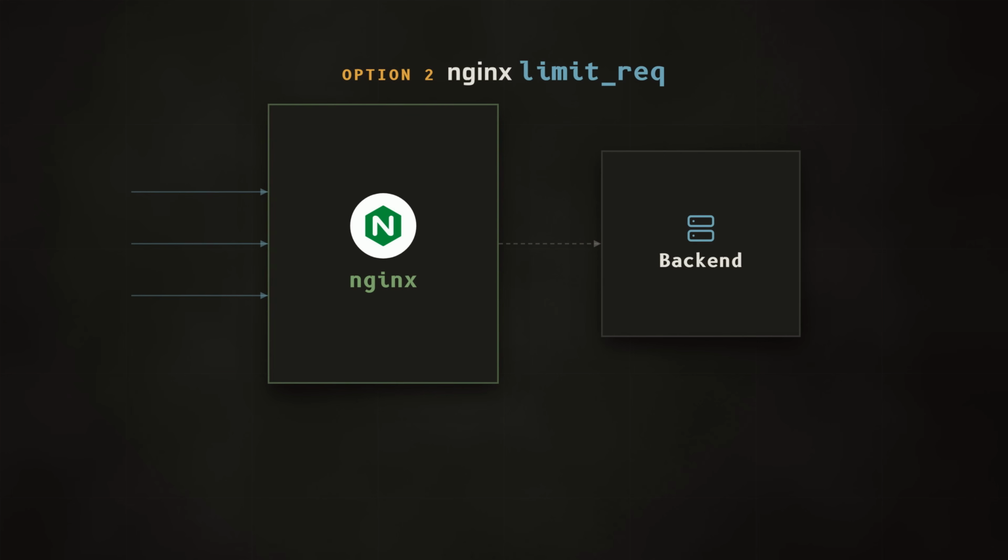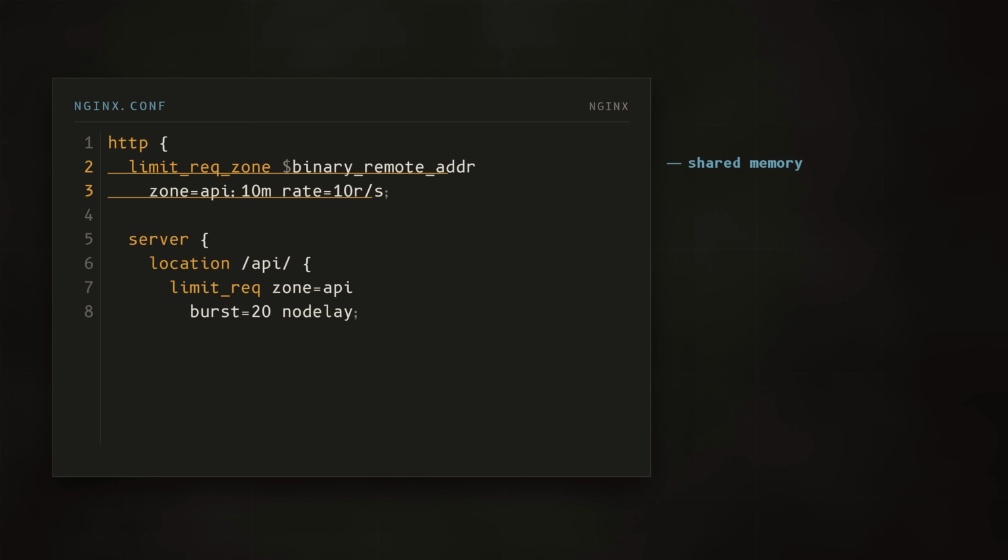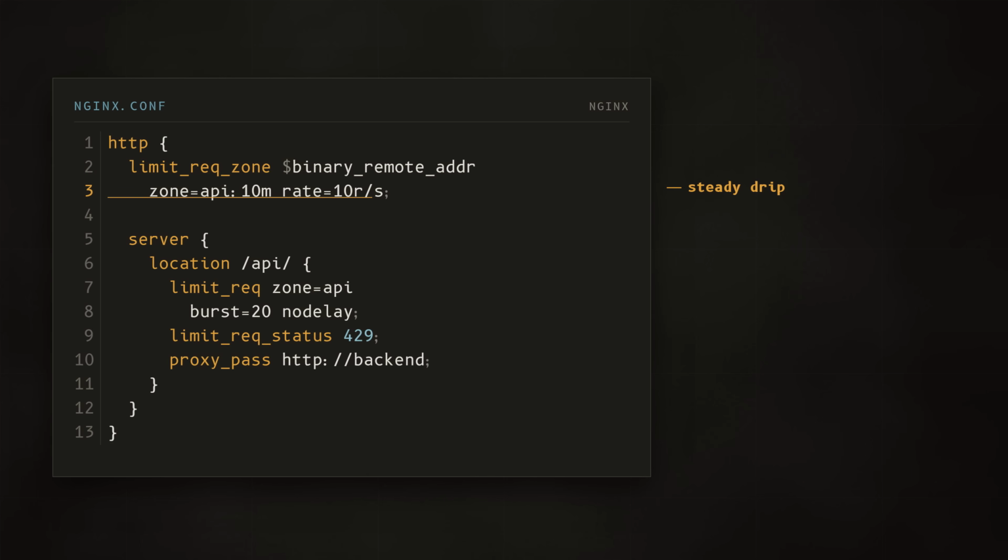The second option is Nginx limit_req. If you don't need to know who's calling, Nginx can do leaky bucket rate limiting in front of your service. A few lines of config, no code, no Redis. You define a zone, that's the shared memory where counters live, set a rate, and apply it to a location block. The burst parameter is the bucket size. How many requests can queue up before Nginx starts rejecting? Add nodelay and bursts pass through immediately. Without it, Nginx spreads them out over time.